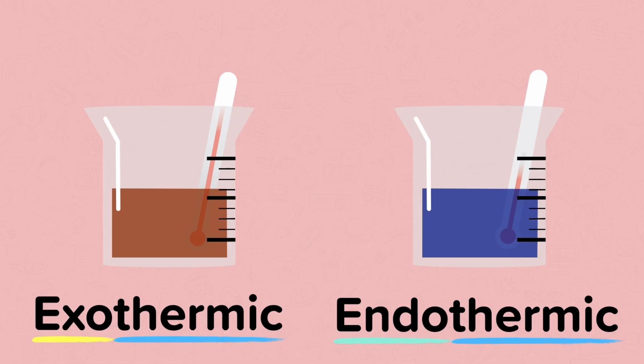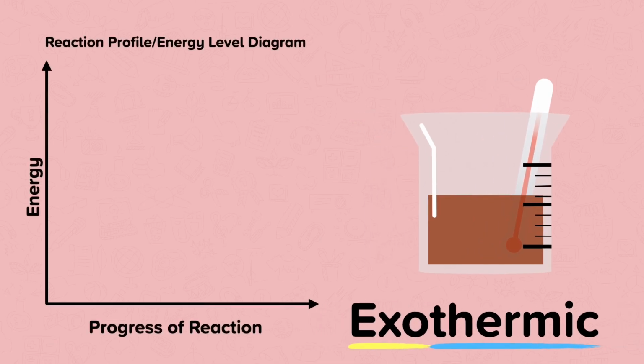Remember, thermal energy is the energy stored in hot objects and is measured in joules, whereas temperature is a measure of how hot or cold an object is. We can show this information on a graph called a reaction profile or an energy level diagram. We are going to be sketching this graph.